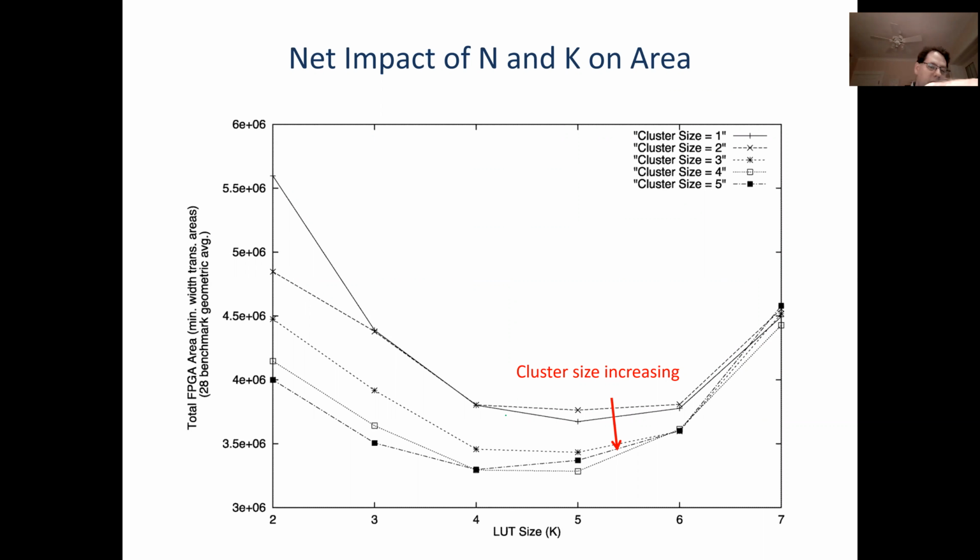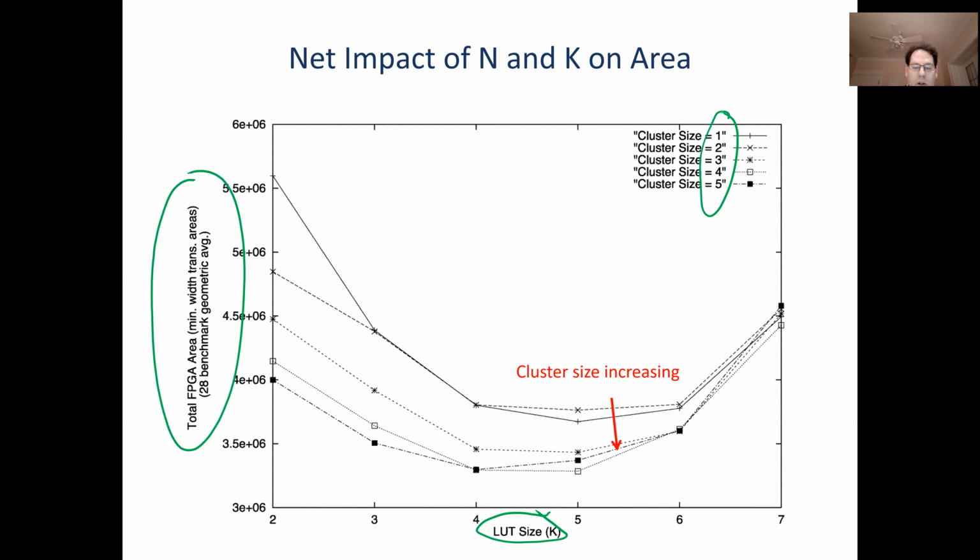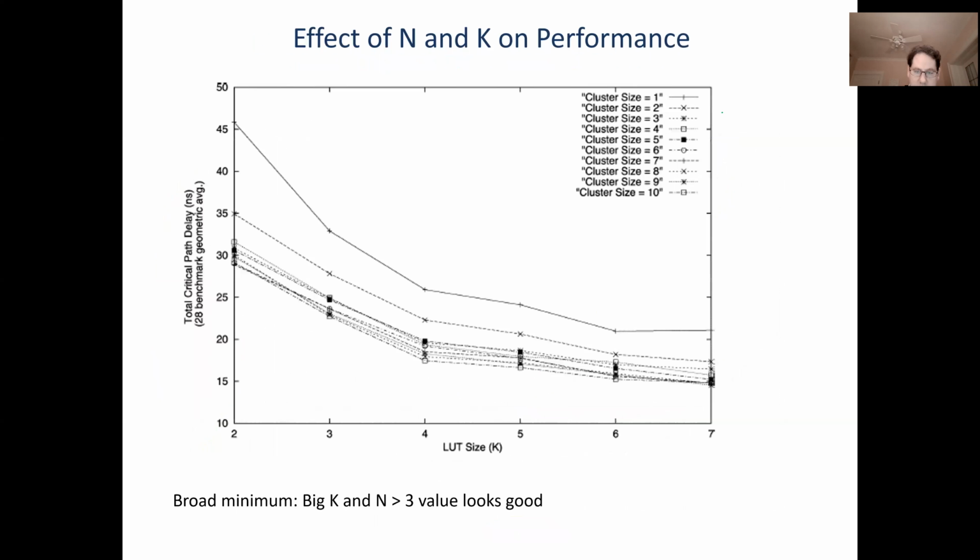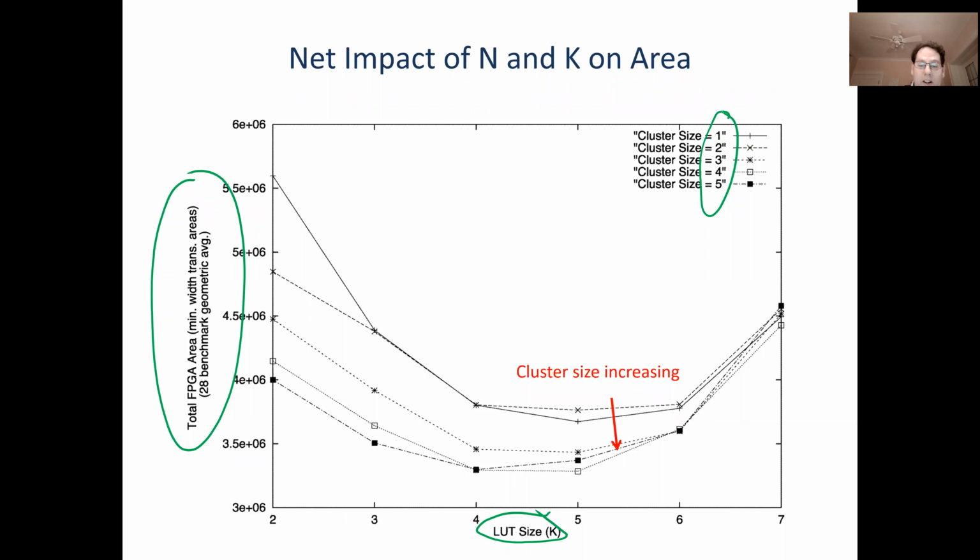And on the y-axis is the total area averaged across these benchmarks. And on the x-axis, we have the lookup table size. And we're showing logic clusters from size 1 to 5. Okay, so what do we see? Whoops, let me see. I'll draw it on here. I couldn't remember what animations I had in here. So we see there's a net gain to using these logic clusters.